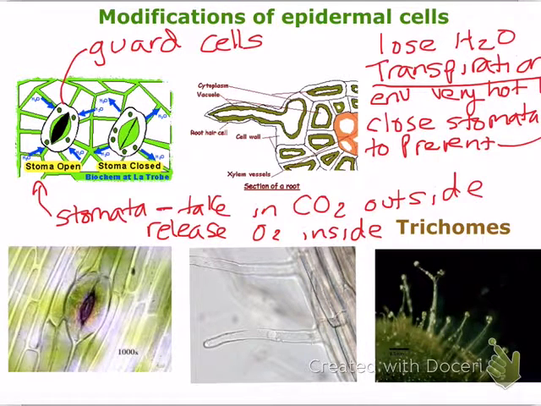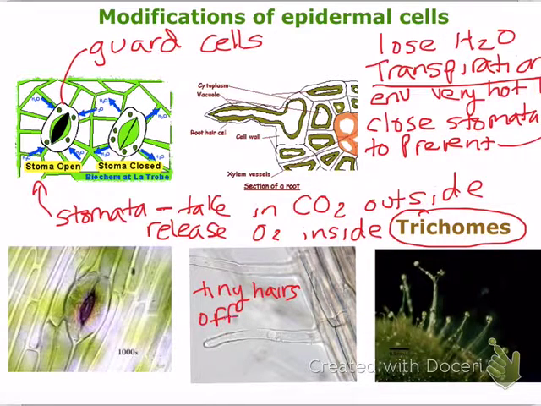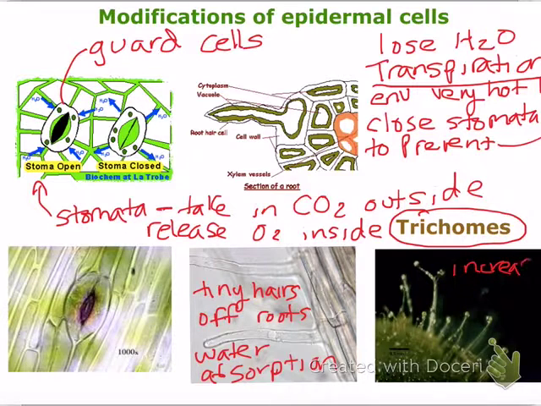The plants also have these trichomes, and trichomes are tiny hairs that are off of the root. So if the plant has lots of tiny hairs off of the roots, it can allow for more water absorption, because it's going to increase the surface area of the root.